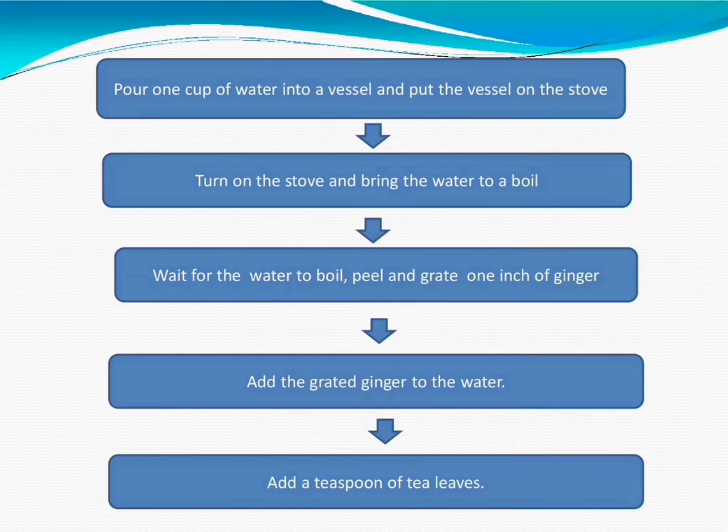Okay. So, first is pour 1 cup of water into a vessel and put the vessel on the stove. Next, turn on the stove and bring the water to boil. While waiting for the water to boil, peel and grate 1 inch of ginger. Add the grated ginger to the water. Add a teaspoon of tea leaves.